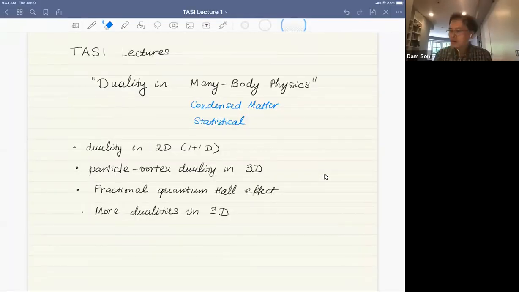I will treat many-body physics in a broader sense, the condensed matter physics, topics which usually would be called statistical physics.